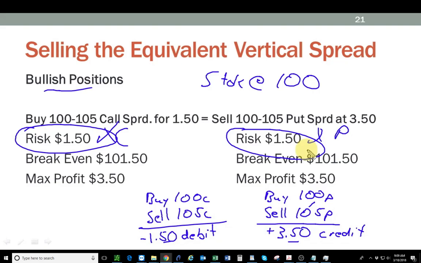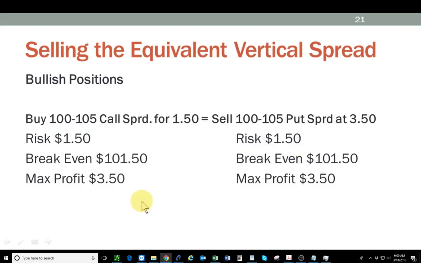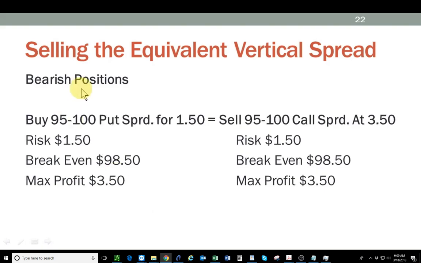Now, to continue on over here: bearish position, selling the equivalent vertical spread. I'm making these a little bit more intense as we go on, because this stuff is difficult. And we're going to go into the live market here in a moment. We're actually going to look at a spread.